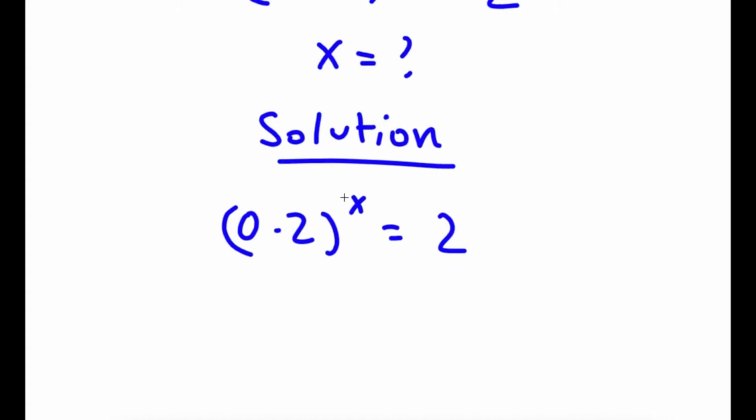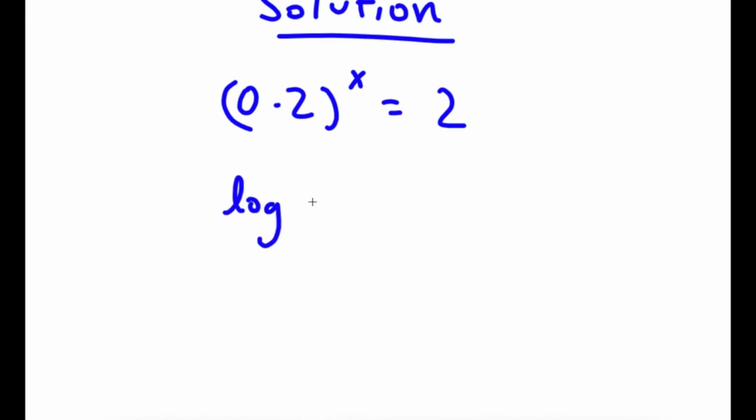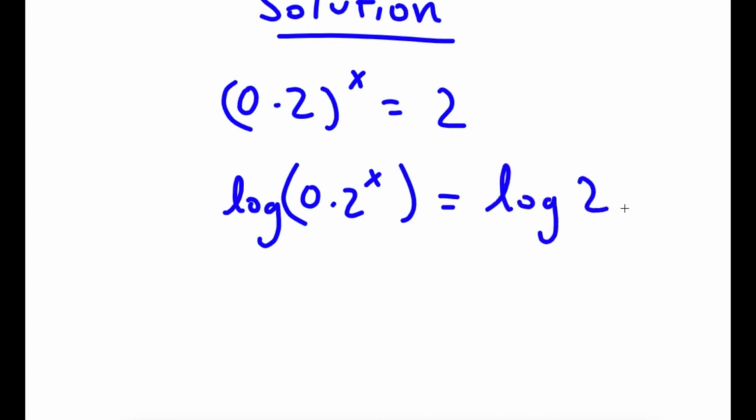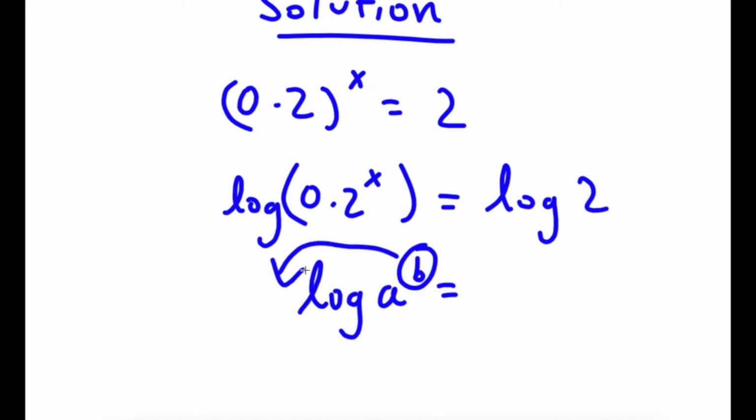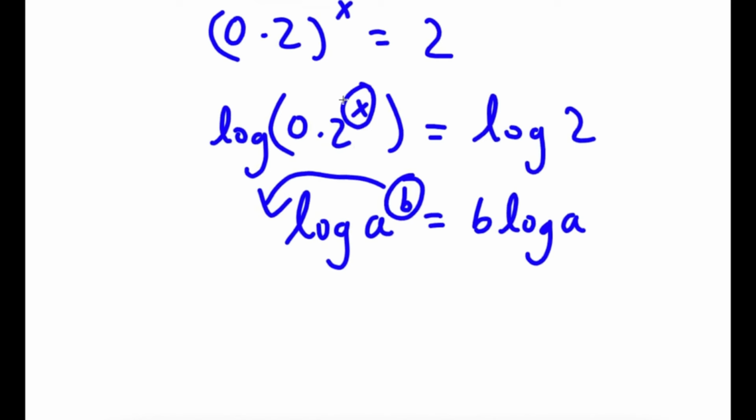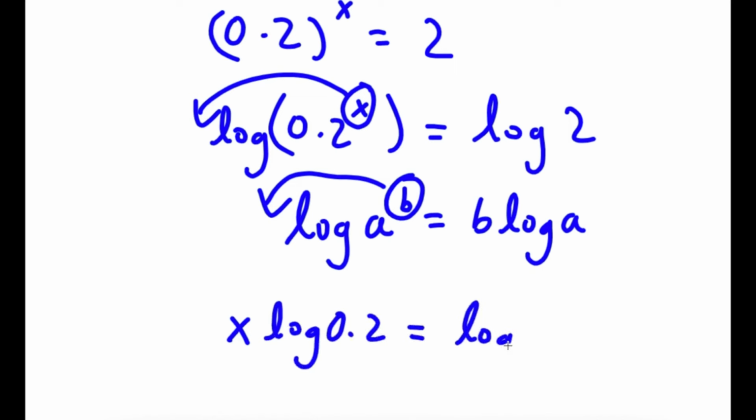Now I'm going to take the log on both sides. So I have log of 0.2 to the power of x is equal to log 2. And if I have something in the form log a to the power of b, I can actually move this exponent b to the front. So this can equal b times log a. So in this case, I have log 0.2 to the power of x, and I can move x to the front. So now I have x times log 0.2 is equal to log 2.